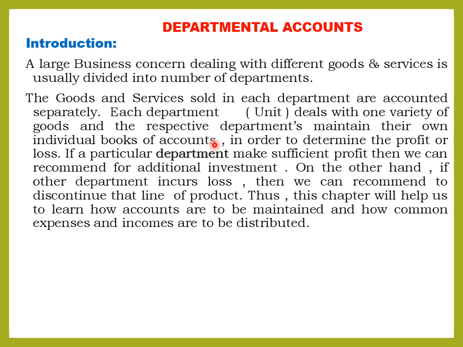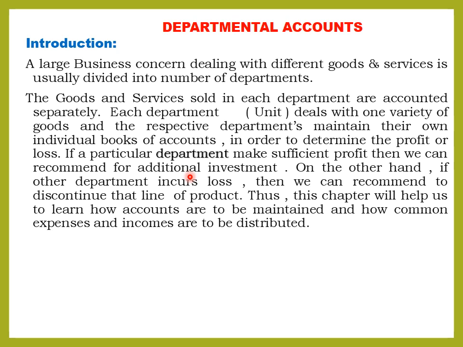Each department, or unit, deals with one variety of goods, and the respective departments maintain their own individual books of accounts. They have separate books of accounts maintained by themselves. It is one roof divided into different parts. All are under one family, but accounts are maintained separately.